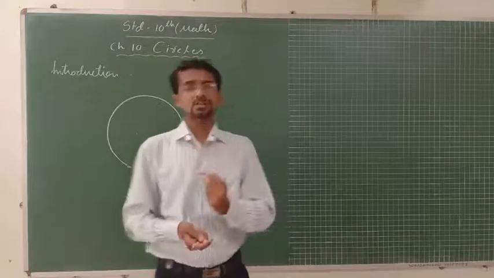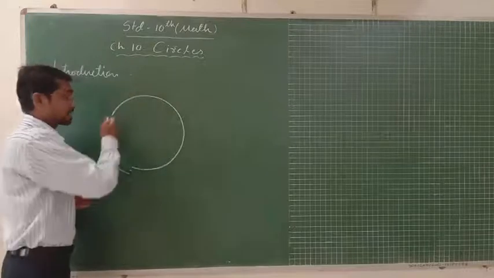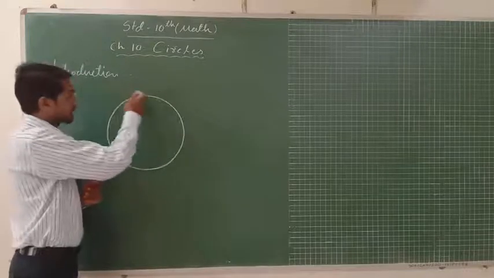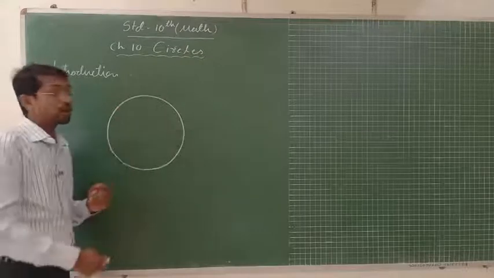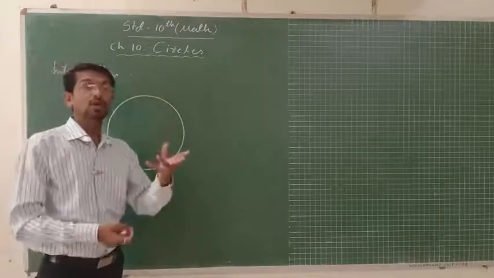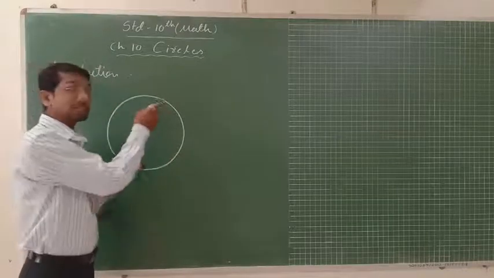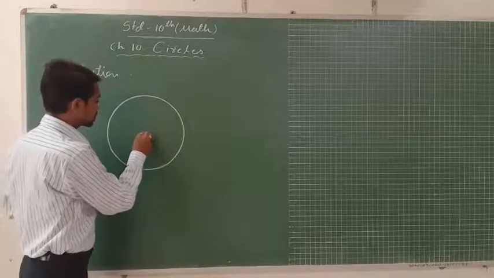That fixed distance means what? See, these are the infinite number of points in the circular path, and that's why it looks like this ring. Actually, this ring is made up of what? The infinite number of points, that is called the locus of a point, which is at a fixed distance from the fixed point. It is a fixed point.